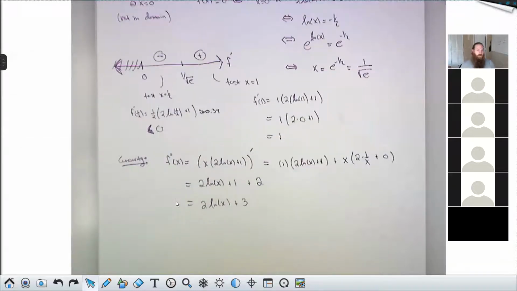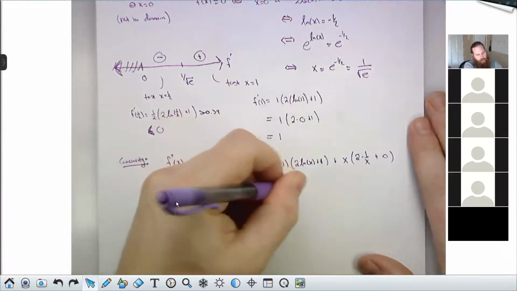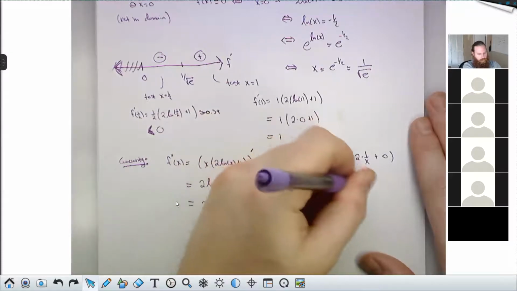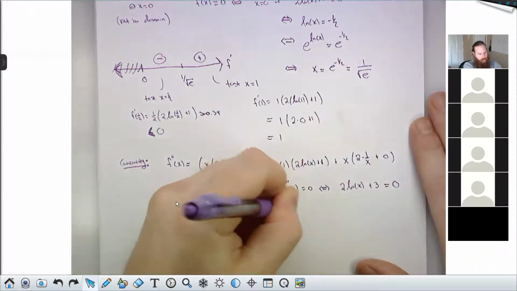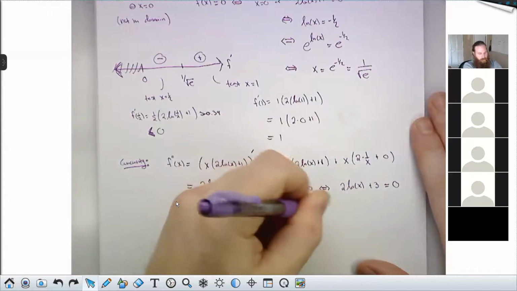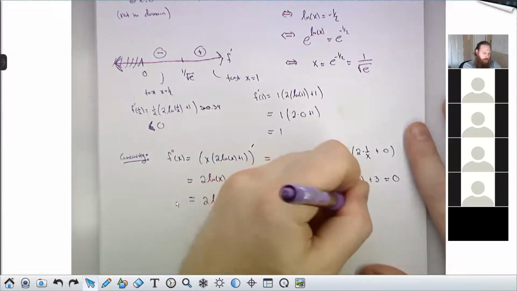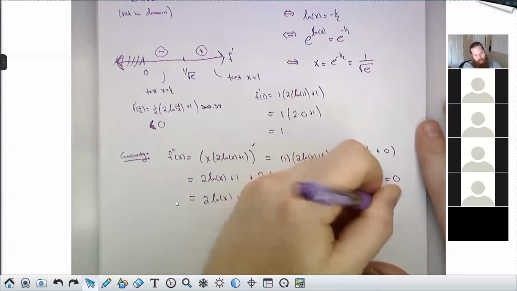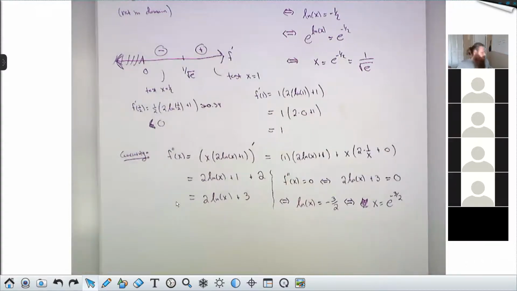We have to figure out where it is undefined and where it is equal to 0. So f double prime of x is equal to 0 if and only if 2 ln x plus 3 equals 0. We can subtract the 3, divide by 2, and we find that that's the same as saying ln x equals negative 3/2. And exponentiating the same way we did earlier, we discover this is the same as saying x equals e to the negative 3/2. And we could write this as 1 over the square root of e cubed if we wanted.